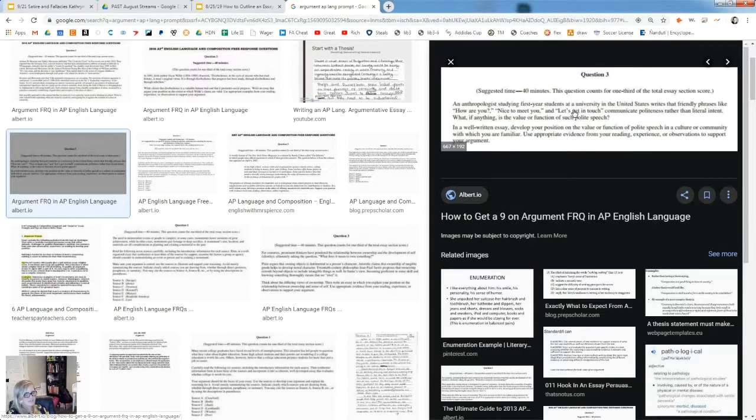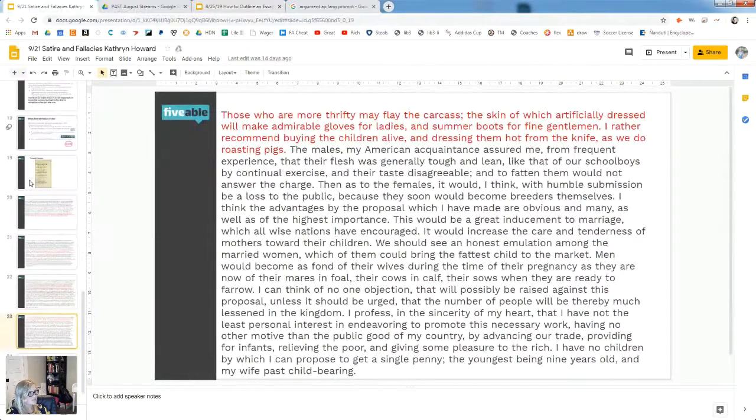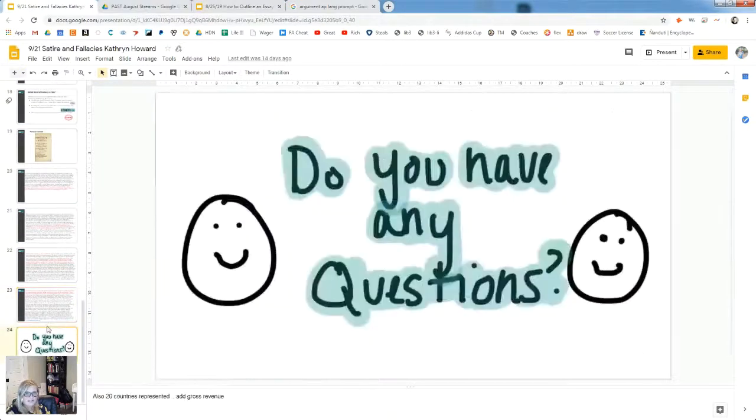But yeah, so you just come up with the position you think has the most evidence, then you think of 3 examples. And we can do a whole other lesson on this, because that is a really good point. But if anybody has any questions, go ahead and comment them now, or any suggestions or anything.